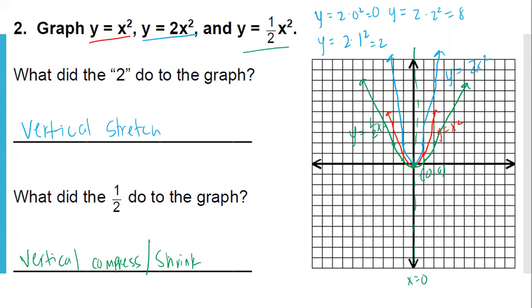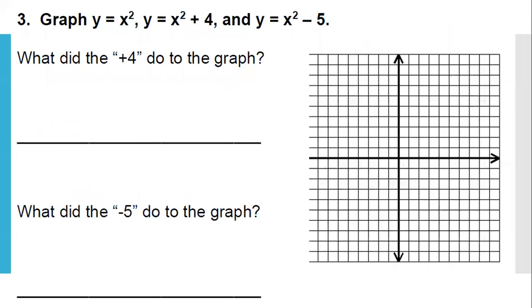We talked about this in absolute values. So we have y equals x squared, y equals x squared plus 4, and y equals x squared minus 5. So, parent function, quickly get it in there so we can analyze and compare. All right, parent function done.